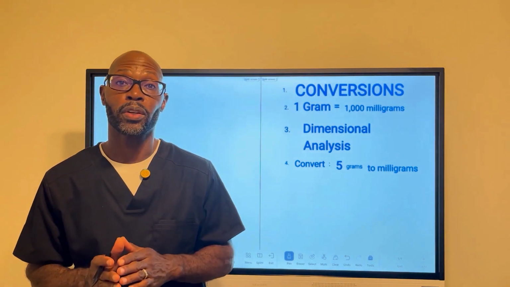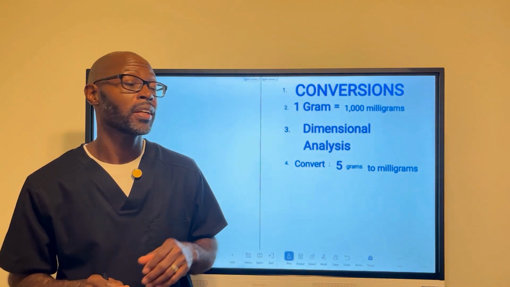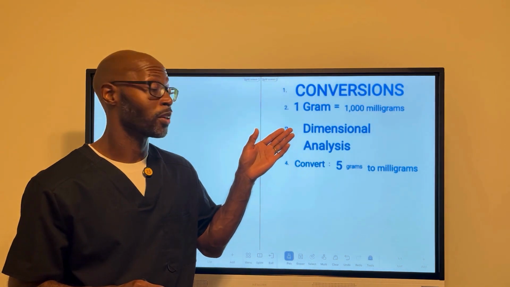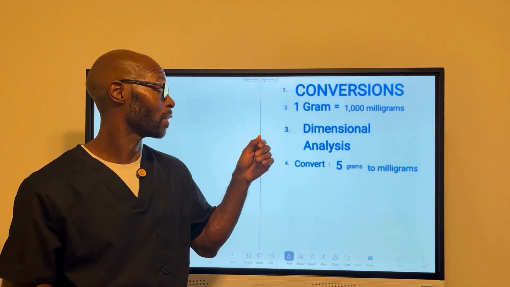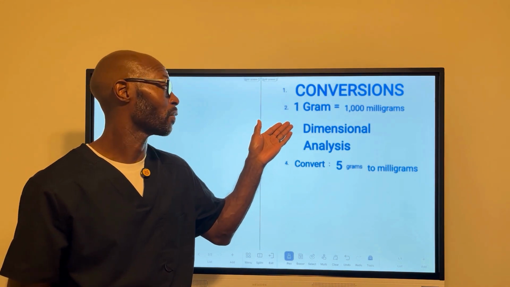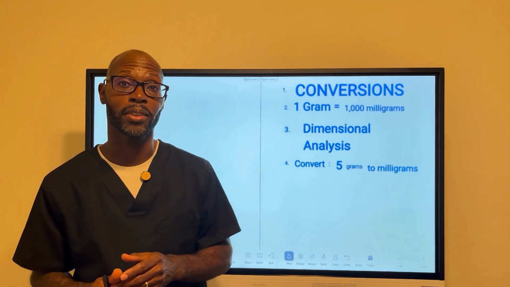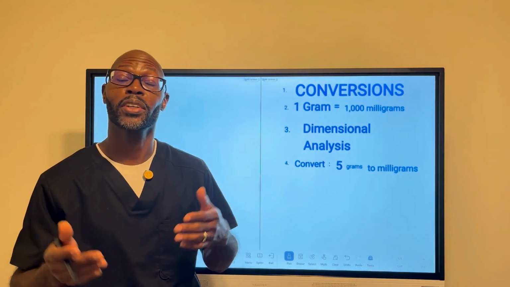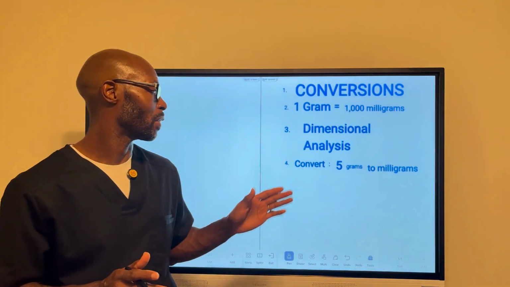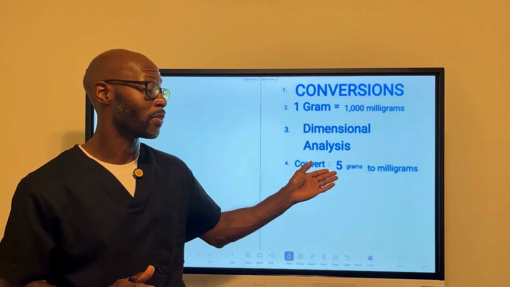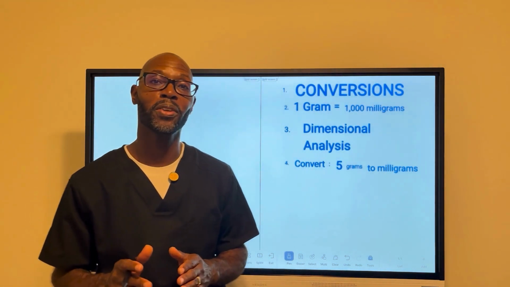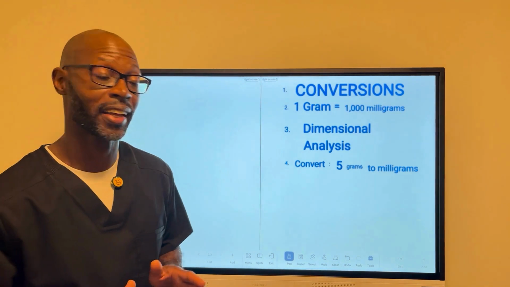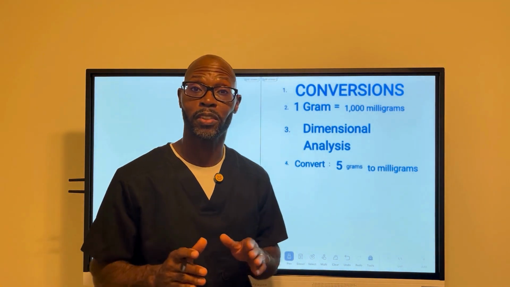In this video, we're going to be going over conversions. Our conversion today is going to be dealing with grams to milligrams. So our conversion is 1 gram equals 1,000 milligrams. We're going to use dimensional analysis to solve this problem, and we're going to be converting 5 grams to milligrams today.